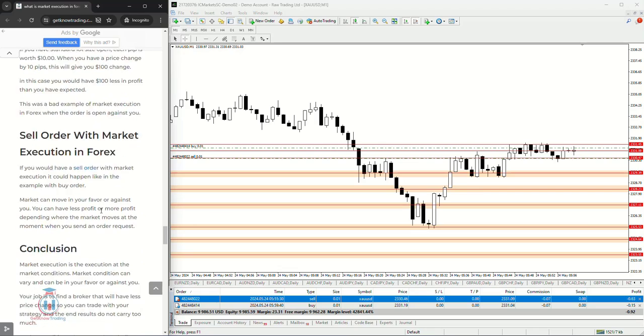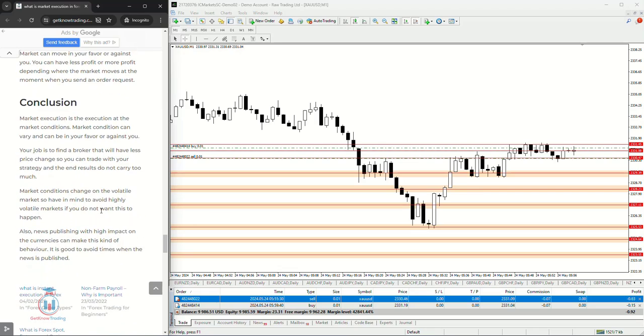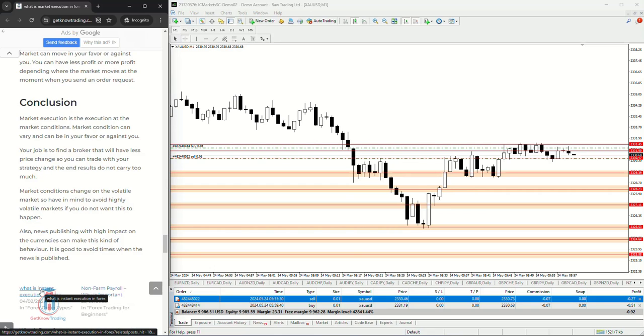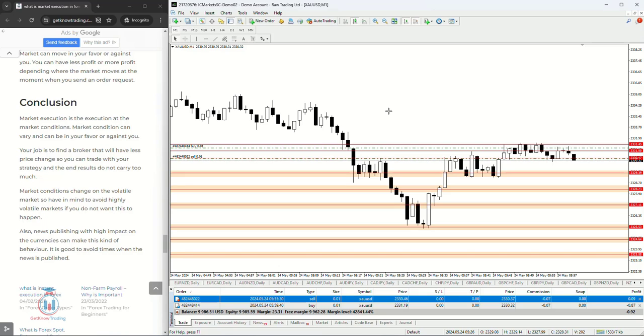If you would like to check more details, you can also check instant execution. For example, there is another article for a different order type. If you would like to check that, feel free to read the article. So this is all for the market execution order in Forex.